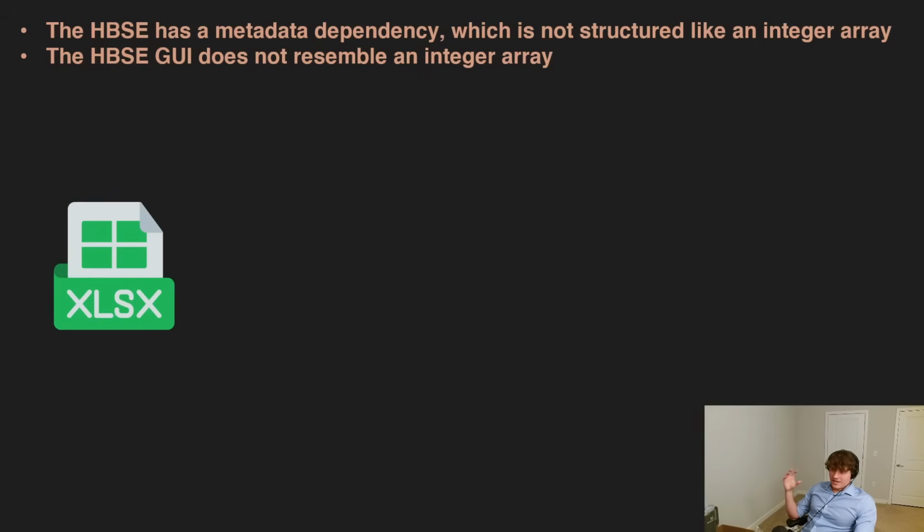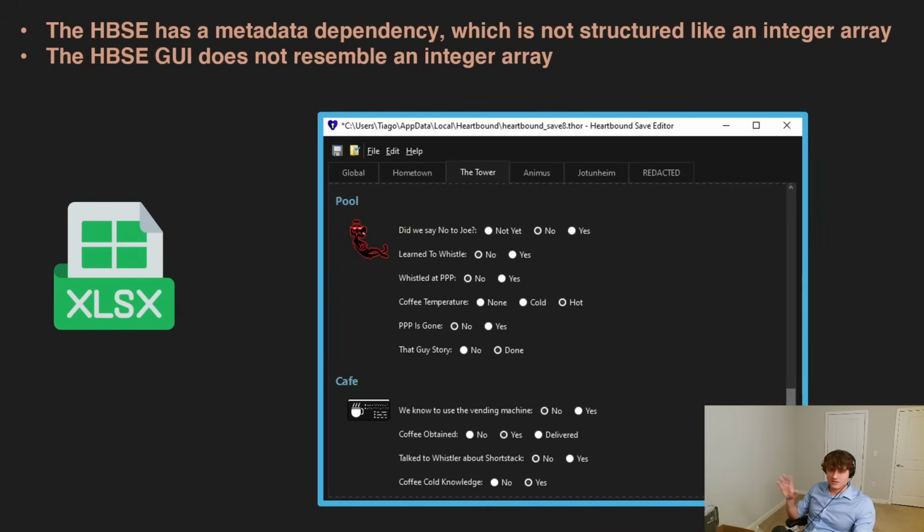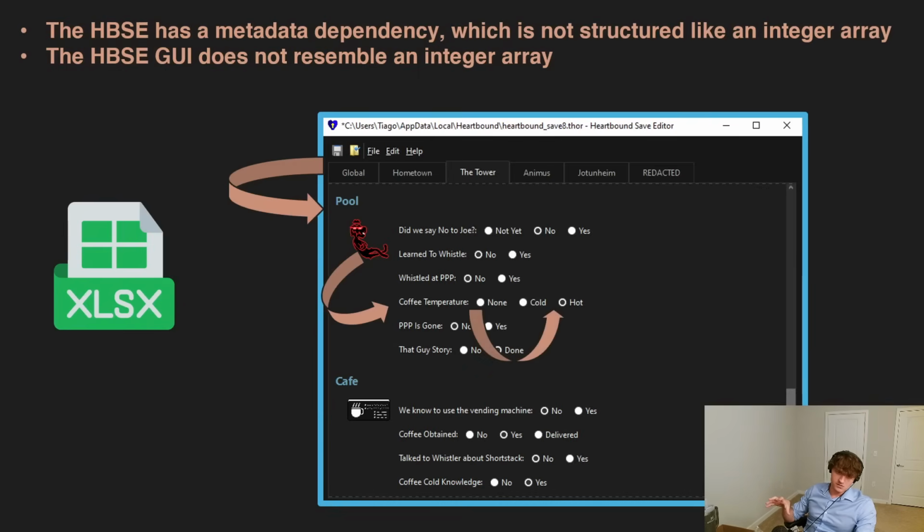Secondly, the GUI that the HBSE uses also does not resemble an integer array. If we look at this window, this is a screenshot from their GitHub. Notice the tabs at the top: global, hometown, the tower. This is the top level hierarchy. Then it's the pool. And then it's the coffee temperature. And then it's hot or cold. So do you see what I'm saying? That the structure of it being an integer array is not utilized in the process at all.